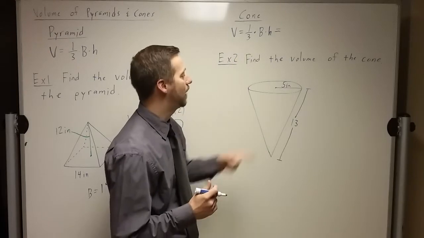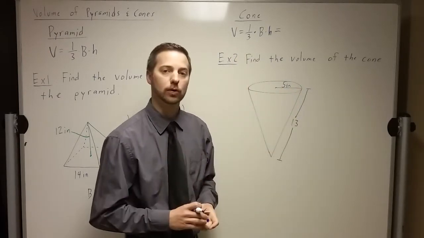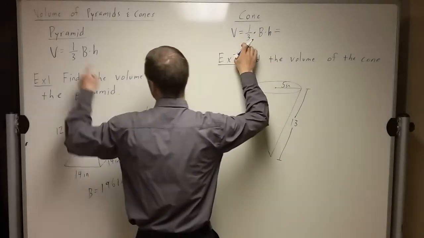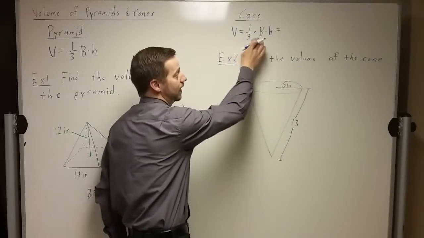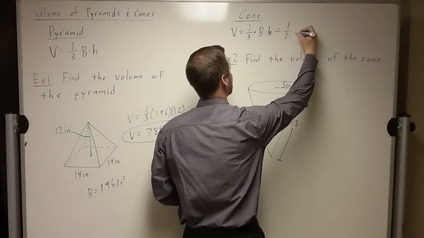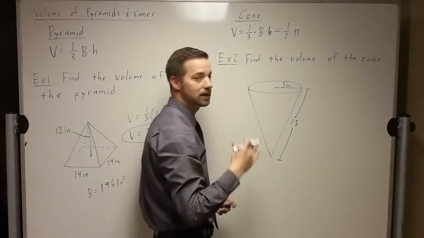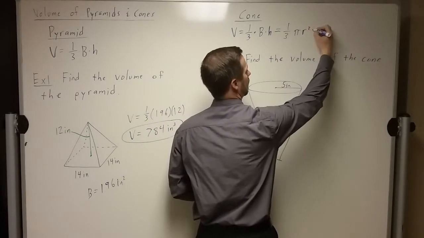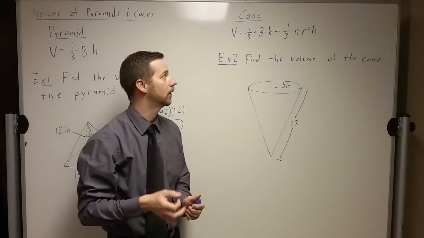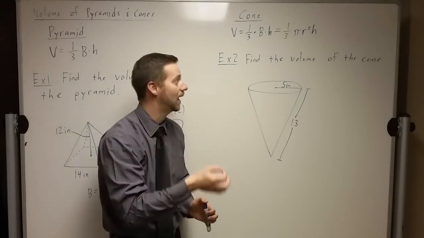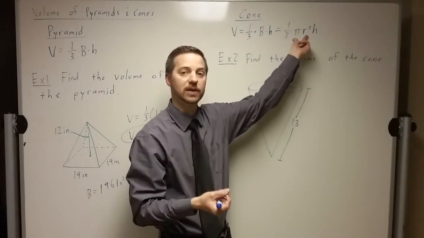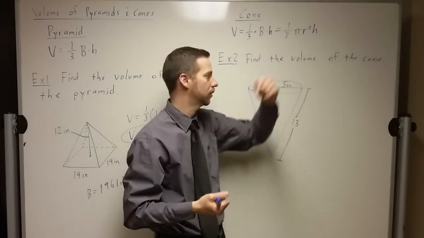For a cone, the base of every cone is a circle. That's part of the definition of a cone. And so if that's the case, it's still the exact same equation, 1/3 times the area of the base times the height. The only difference is the base is a circle, and the way we find the area of a circle is pi times radius squared. So we could make this formula a little bit more specific to a cone and call it volume is 1/3 times pi times radius squared times height. Because this part right here is the area of the base, because the base is a circle, and the area of a circle is pi r squared.